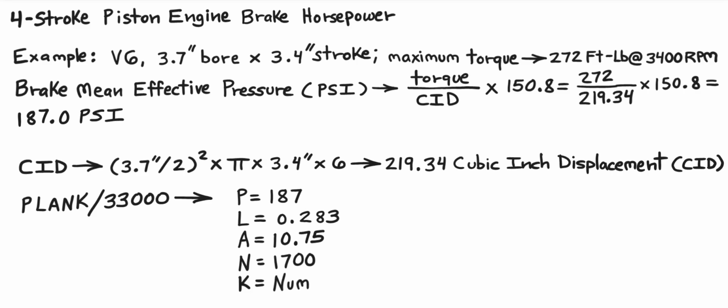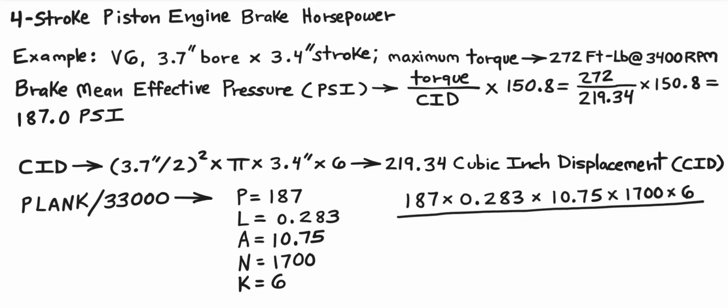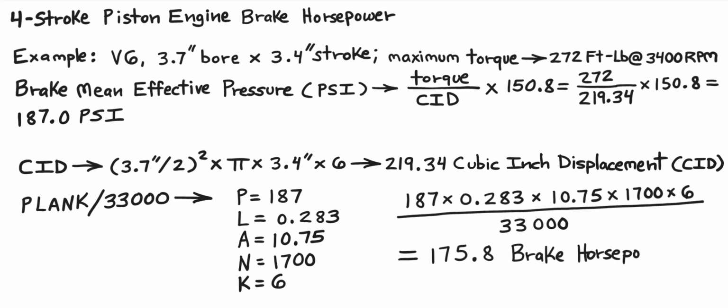Then N is the number of cylinders, so 6 cylinders. So if we multiply PLAN and then divide it into 33,000, we calculate 175.8 bhp, brake horsepower, at 3,400 RPM.